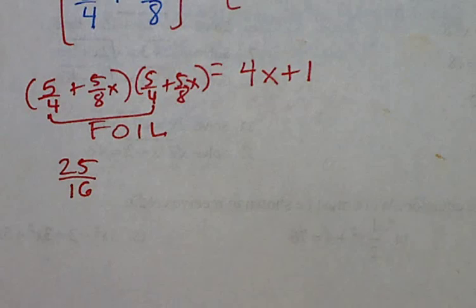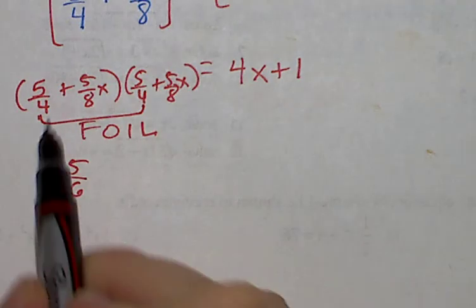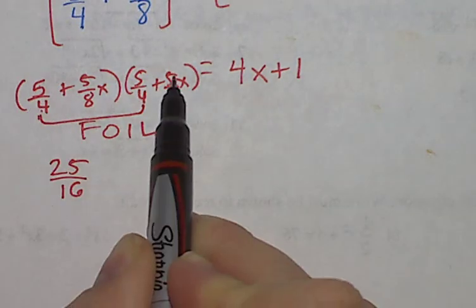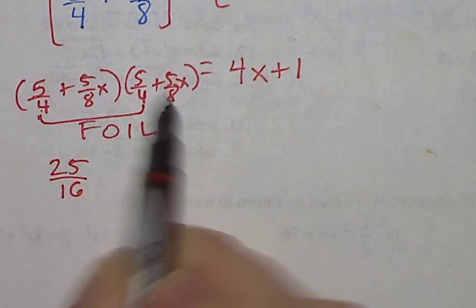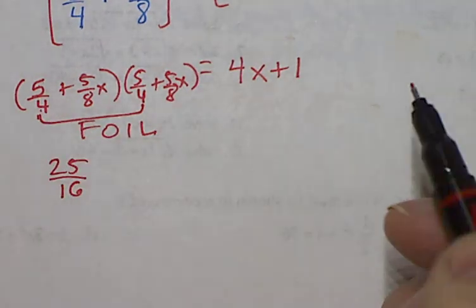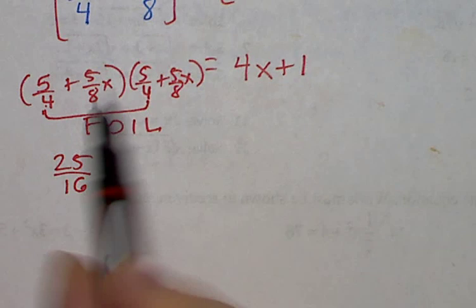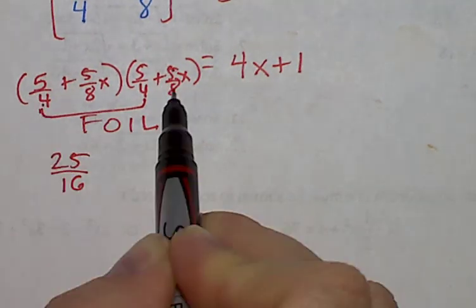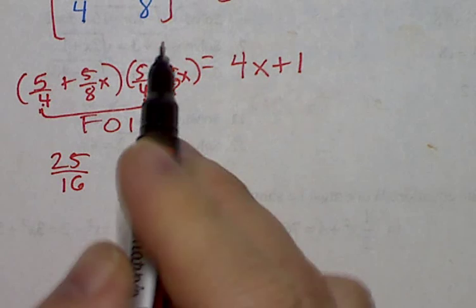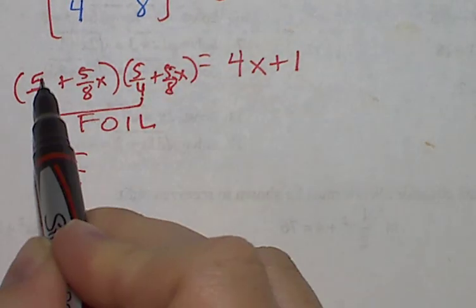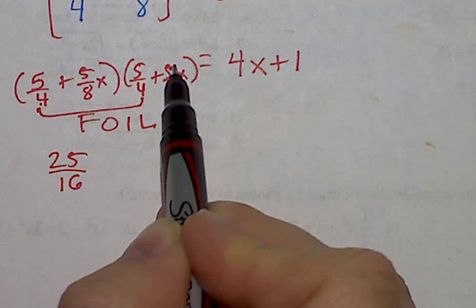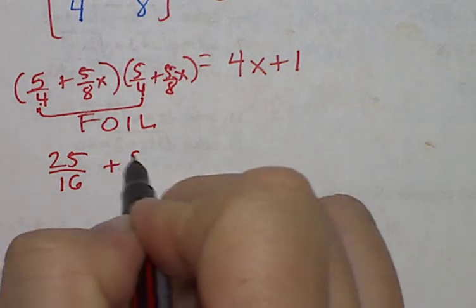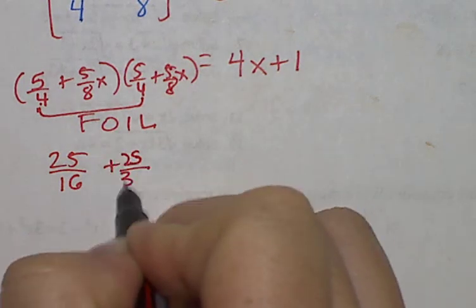Now I'm going to do the outside. So I want to multiply 5 fourths times 5 eighths. Well, watch. You could plug in your calculator, so feel free to do that. But recognize 5 times 5 is 25, and 4 times 8 is 32 with an x. Feel free to multiply on the calculator if you prefer. 5 fourths times 5 eighths. Should get 25 over 32. Attach the x.